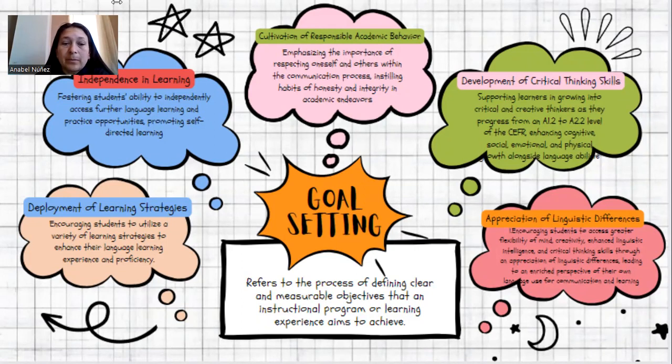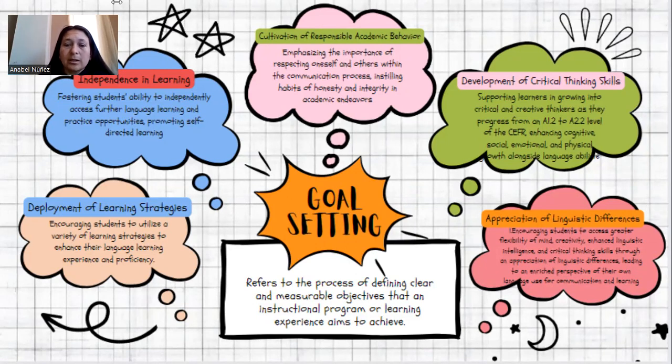The next one is independence in learning. The curriculum aims to foster students' ability to independently access further language learning and practice opportunities, promoting self-directed learning. The third one is responsible academic behavior. It places emphasis on respecting oneself and others in the communication process, instilling habits of honesty and integrity in academic endeavors. Development of critical thinking skills.